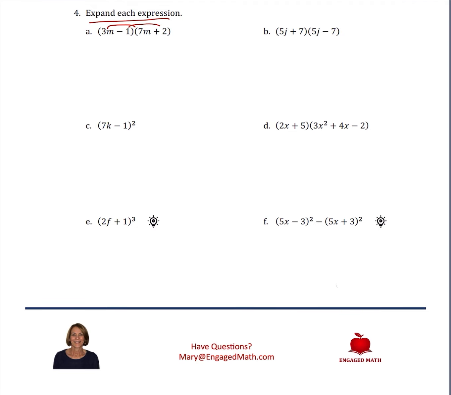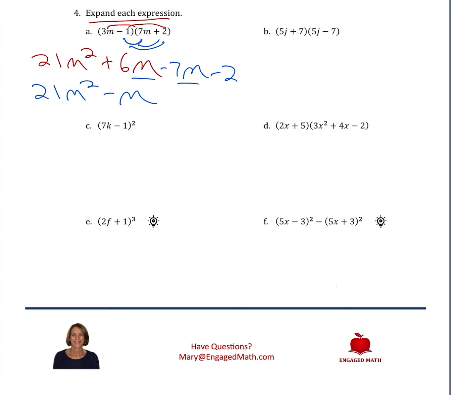So this 3m has to distribute to both. So 3m times 7m is 21m squared based on our exponent rules. 3m times the 2 gives us a plus 6m. Then we are now ready for the negative 1 to be distributed, which gives us negative 7m minus 2. Okay, time to combine our like terms, and we have 21m squared. These two can go together and give us minus 1m, or just minus m, minus 2. And we're done. Okay, let's go to the next one.